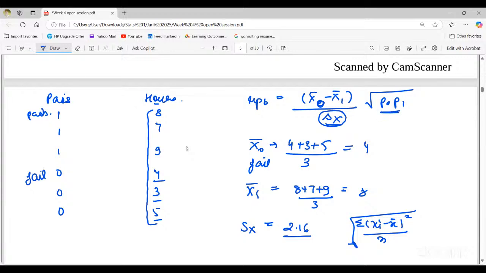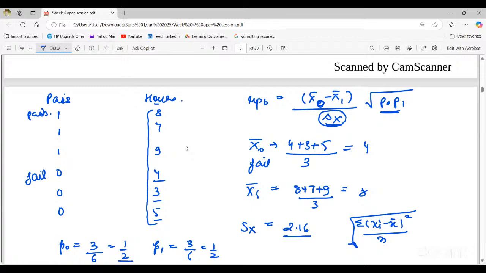Now, what are P naught and P1? P naught is the proportion of students who failed. Out of 6, there are 3 students who failed, so it is 1 by 2, half. Similarly, what is my P1? The passed proportion, 3 by 6, so this is also 1 by 2. So we have calculated all the values.